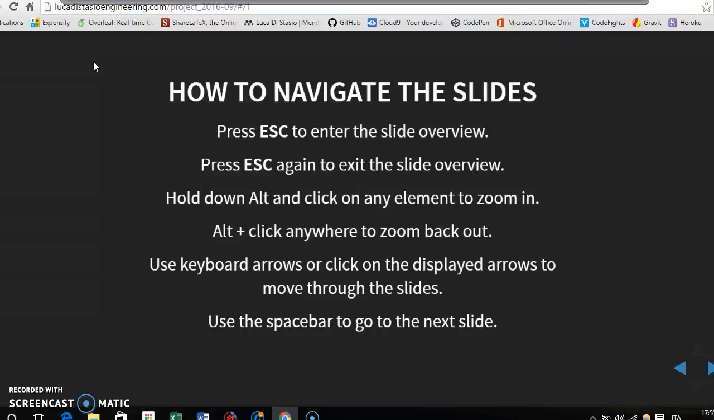If you press Esc, you can have an overview of the slides, while you can navigate through each slide using the arrows here in the bottom right corner or using the arrows of your keyboard. You can also, in a simpler way, use the space bar to go to the next slide. The organization is pretty simple. Along the horizontal direction, so left and right, you go through the sections, while along the vertical direction, so up and down, you navigate inside each section.